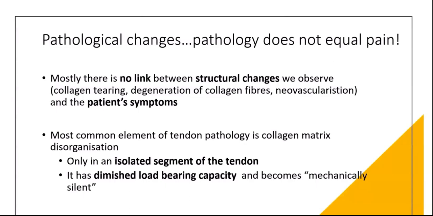Most common element of tendon pathology is collagen matrix disorganization. And this is seen only in an isolated segment of the tendon. And this is important because this isolated segment of the tendon, where you see this collagen matrix disorganization, has diminished load-bearing capacity and becomes so-called mechanically silent. So it becomes less functional.